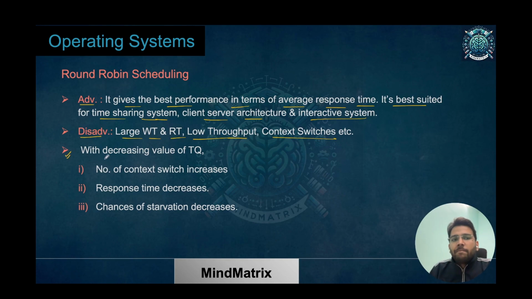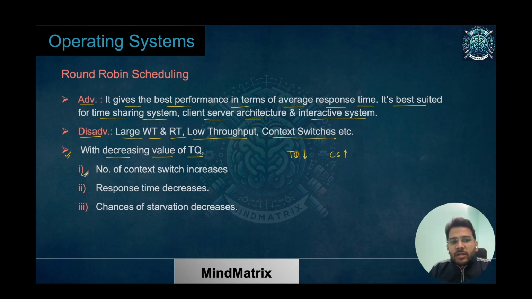So let's understand this point here. With a decreasing value of time quantum, the number of context switches increases. If you decrease the time quantum, that means a particular process will be executed for less amount of time. In that case, your process will get preempted and another process is going to get scheduled. Then that second process will also be executed for that amount of time, and then it gets preempted, then another process is scheduled. So if you decrease the value of time quantum, the number of preemptions will increase, and basically the number of context switches will increase.